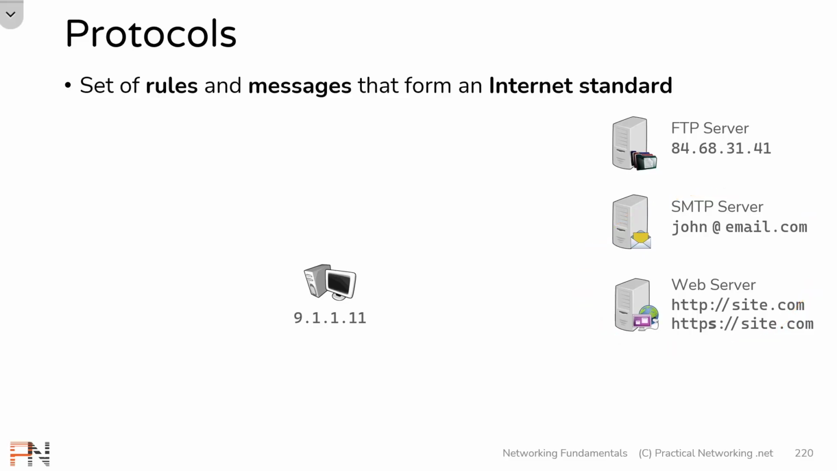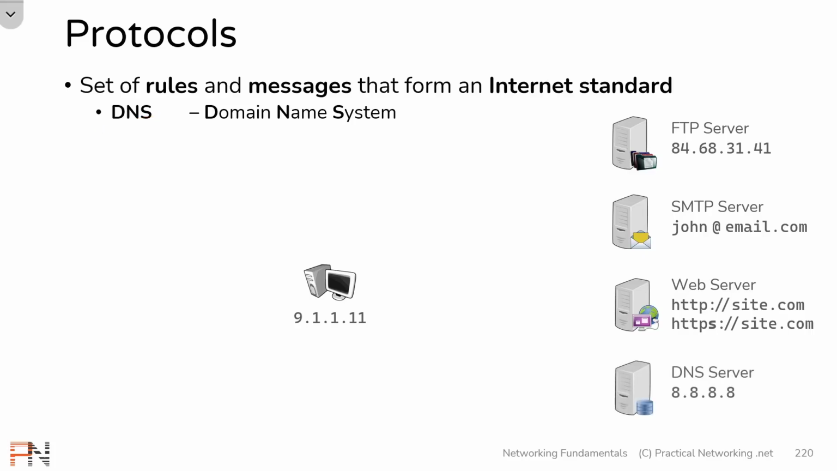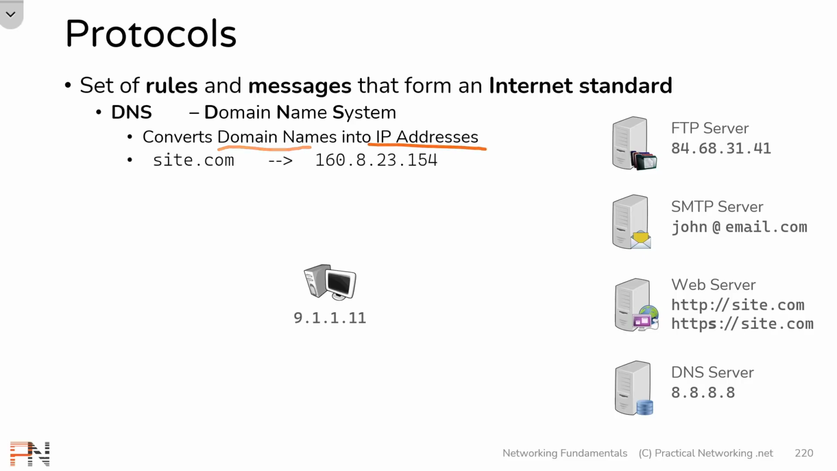If I asked you for your favorite websites, you would probably give me the domain names of your favorite websites. Or if I asked you for your email address, you would give me something that looks like this. You wouldn't give me an IP address. Lucky for us, there is a protocol that exists which will translate these domain names into an IP address. And that protocol is DNS, or the Domain Name System. DNS will use a DNS server to convert a domain name into an IP address.